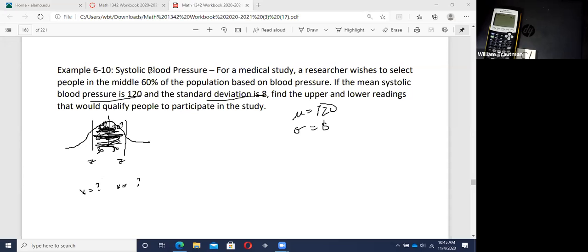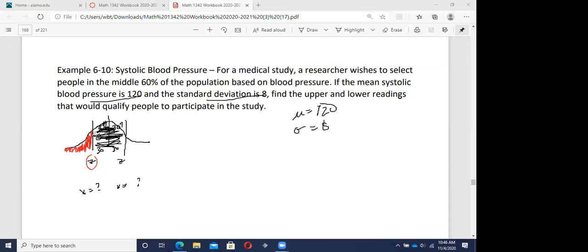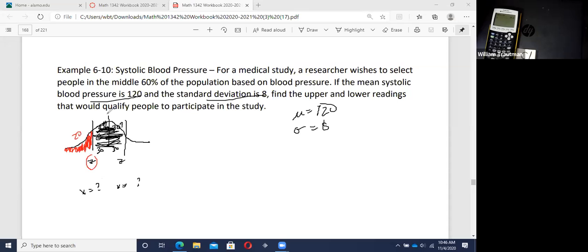So my question: to do the second vars inverse norm, you have to know the percentage to the left. So to find this z value, can somebody tell me what percent is shaded to the left in red? Would it be 20%? Yes, it would be 20%, because this is 50%, and if we take 30% away from that, there's 20% left. So 20% shaded in, and that'll tell us our z value for 20%. So we're going to go to second vars number 3, inverse norm, and type in 20%. But when you type in the percentage, you have to type it as a decimal, 0.20.